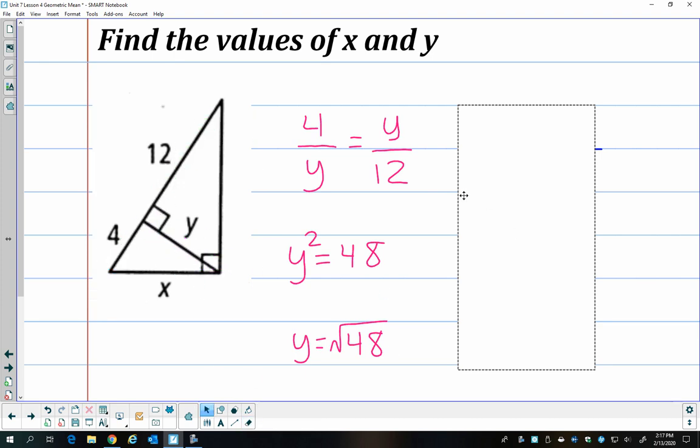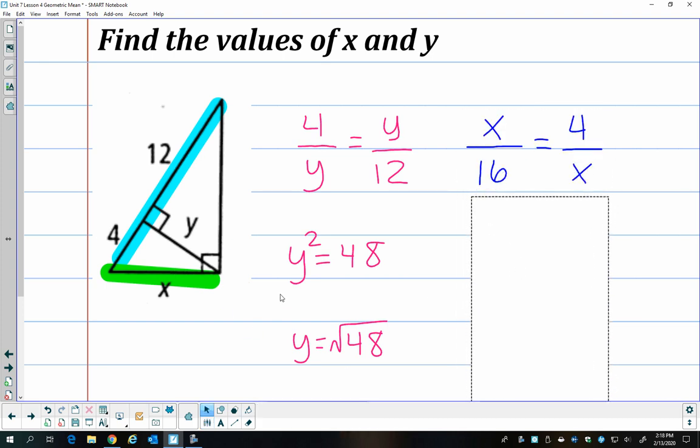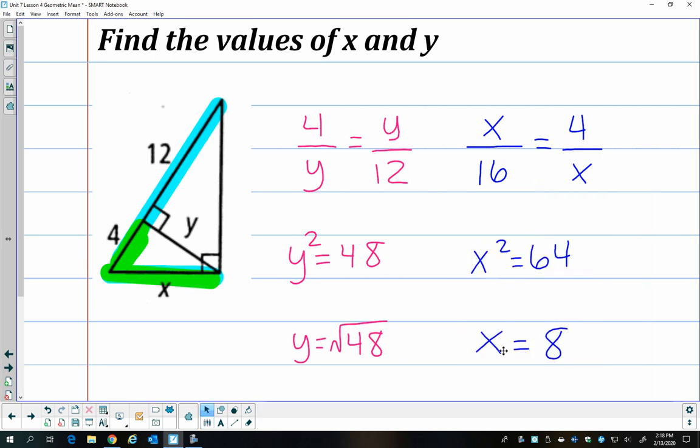And then we also have this relationship in order to find x. This is the hypotenuse of my little side. And then I have the hypotenuse of my big side, which is 16. So I can write a fraction, x over 16. And then I know the small side in my little triangle is 4. And I could divide that by the small side in the big triangle, which is also x. So we get this proportion that we can solve and find x to be 8.